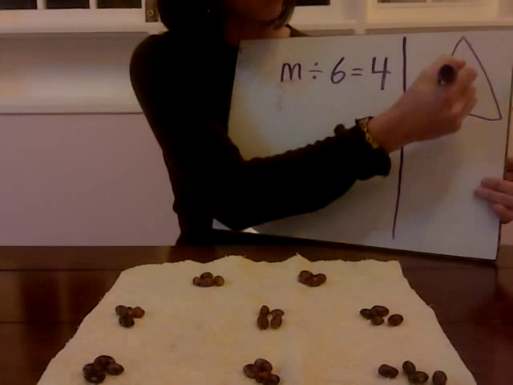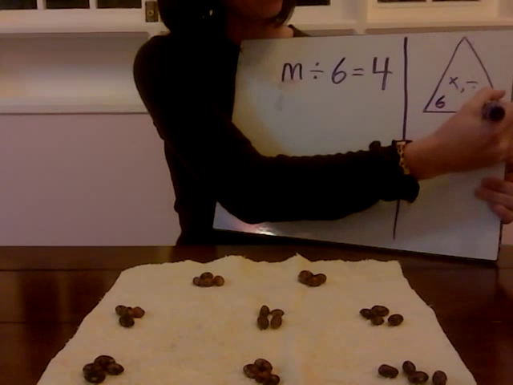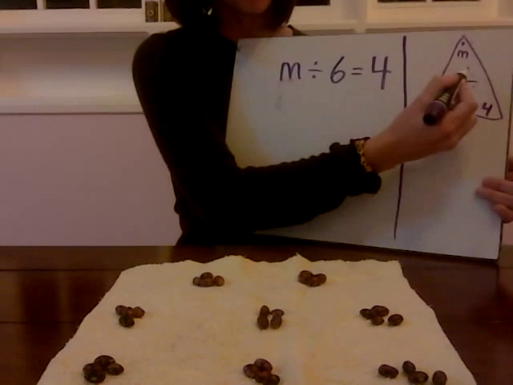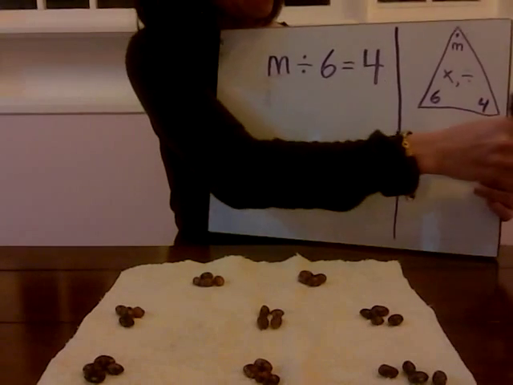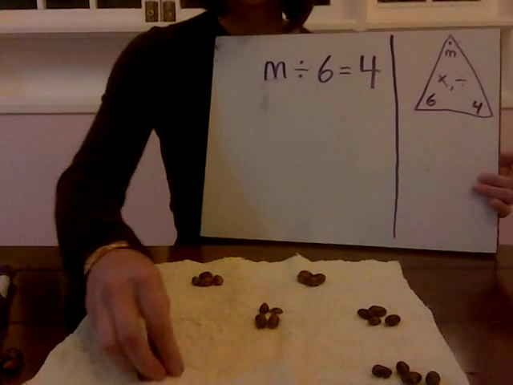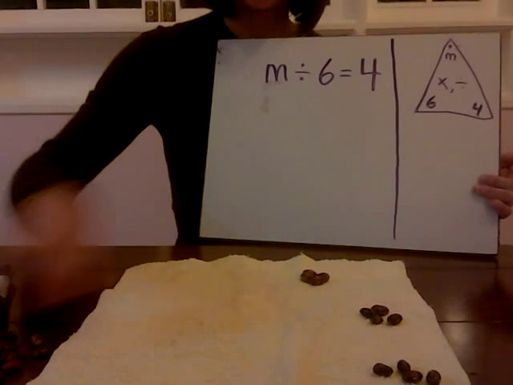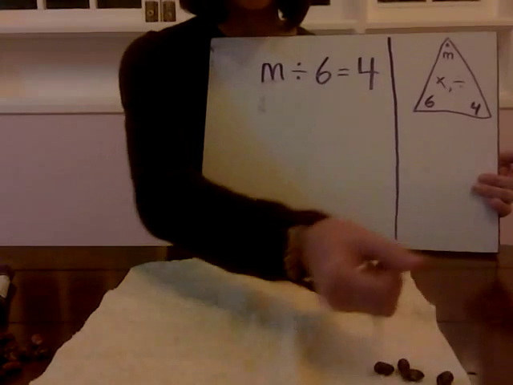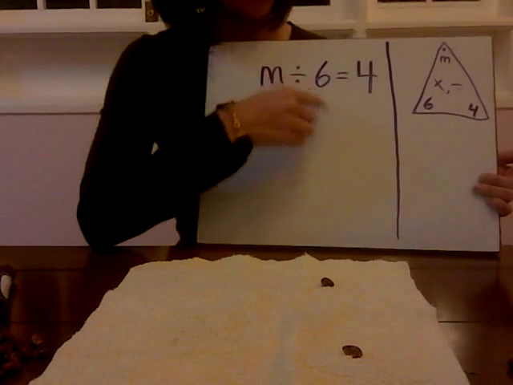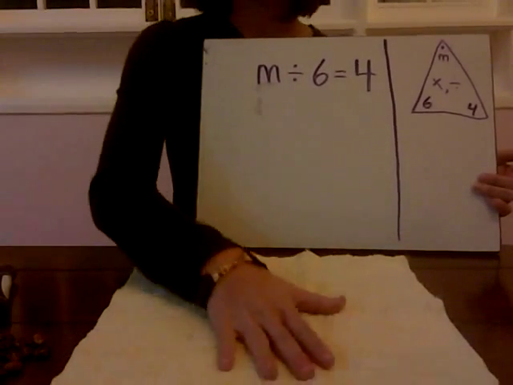So we know that we are multiplying and dividing. We know that 6 lives over here, 4 lives over here, and I want to know who lives up here. I'm going to call him M for now. First thing I'm going to do is take my beans, and I know that I have 6 groups and that each group has 4, so I'm going to make 6 groups with 4 beans in each one.